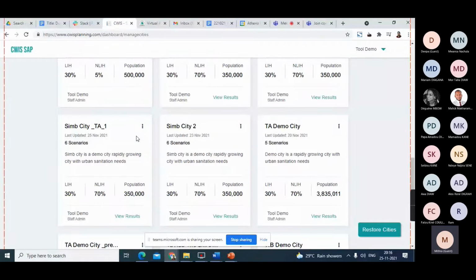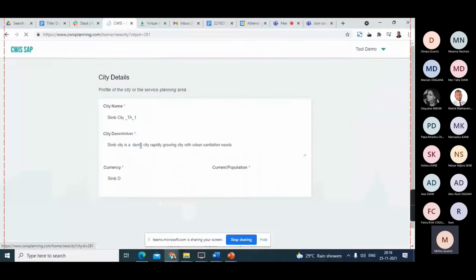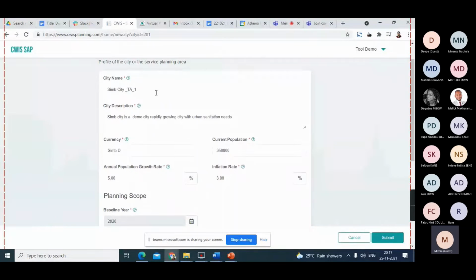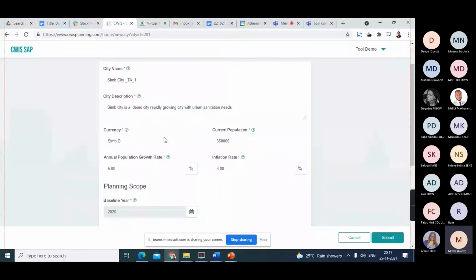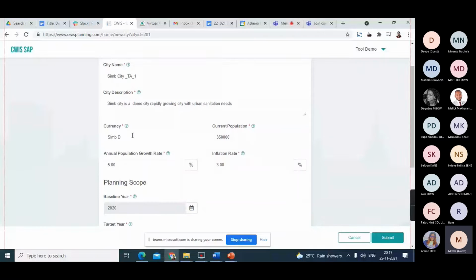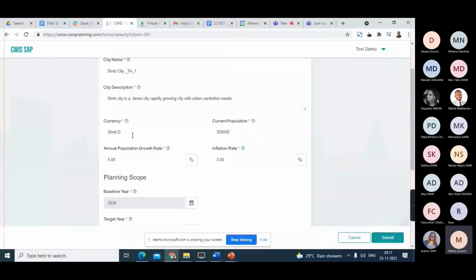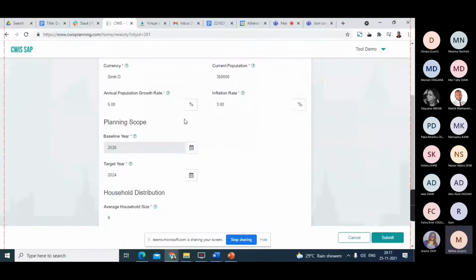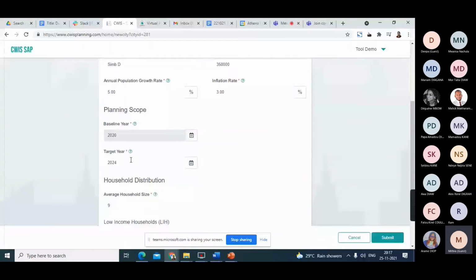The city details can be filled in using this tab. Here, I fill in the city name or the service area that I want to work on. Then there is the currency for which I'm making an assessment. So here I'm using a Sim dollar, and the current population, the population growth rate, the inflation, and also we have the tool projects for a 10-year period. So we can choose a baseline year from which we want to make the assessment, and there is a target year by which we want to reach our goals.